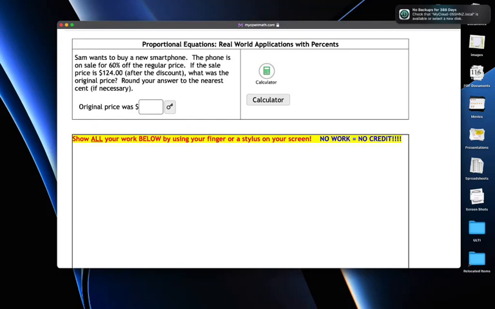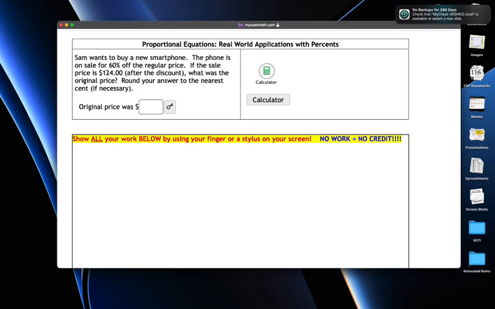Okay, Sam wants to buy a new smartphone. The phone is on sale for 60% off the regular price. If the sale price is $124 after you got the discount, what was the original price?